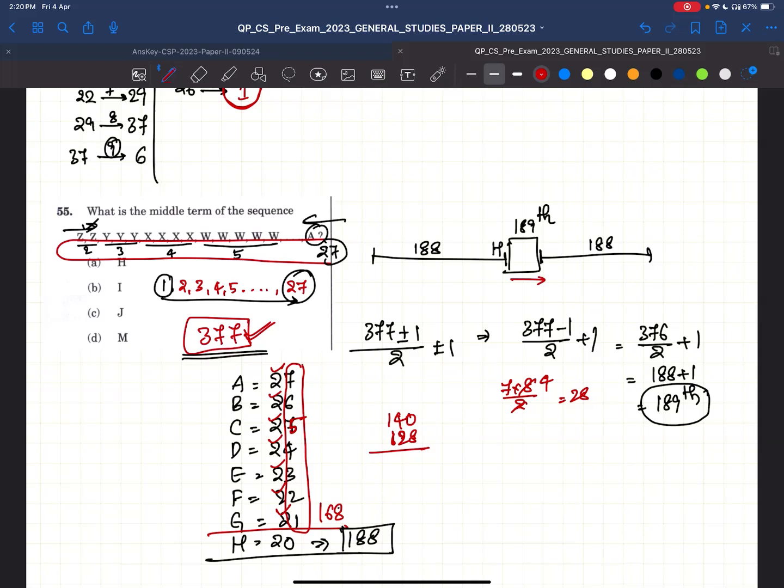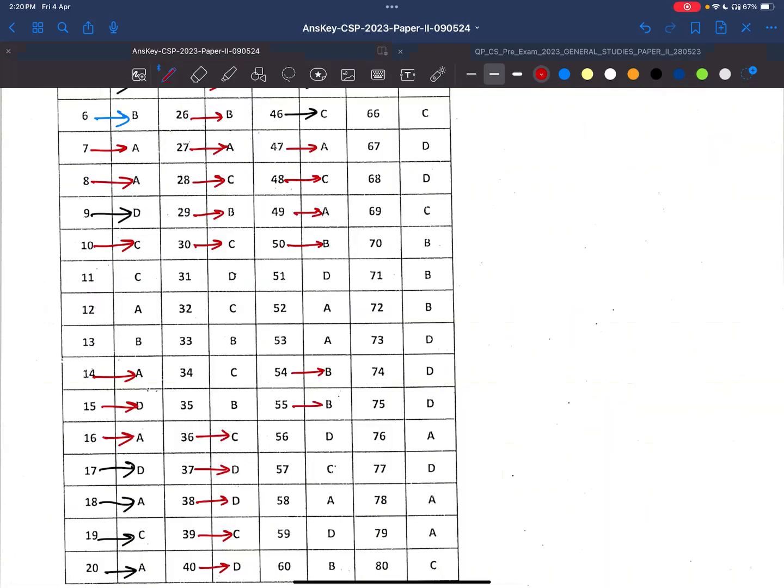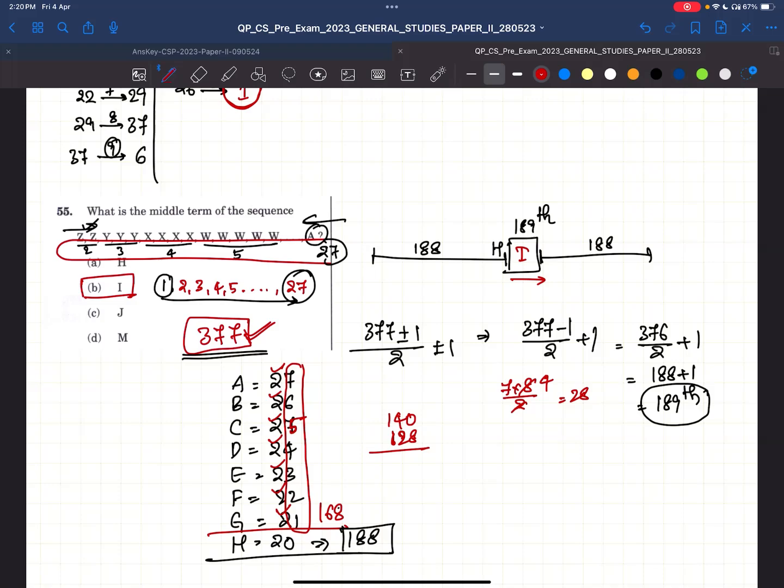And now from here, I will be starting. Right? So, what is the exact middle term? I. But the answer is B. Question 55, the answer is B. Okay.